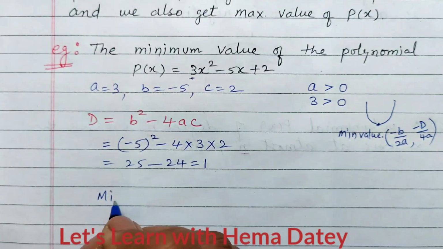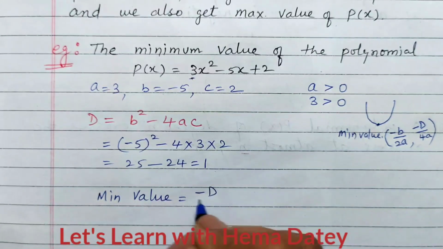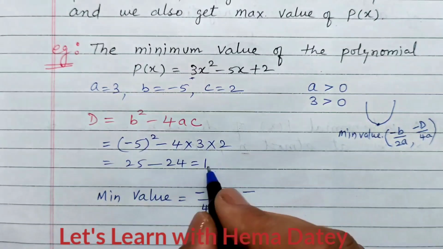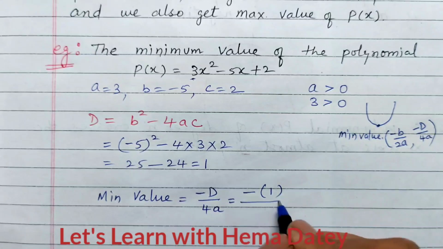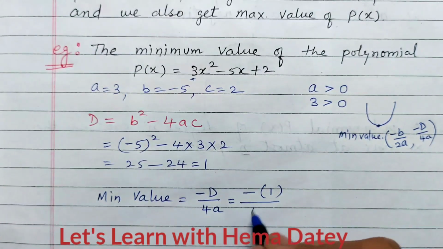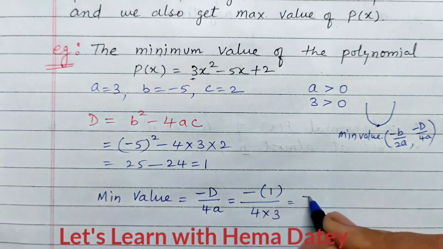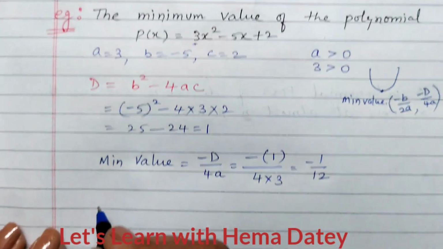Now the minimum value is equal to minus D upon 4a. In place of D, we write minus, inside the bracket 1 upon 4a, means 4 times a, that is 3. So the final answer will be minus 1 by 12. This is the minimum value of the parabola.